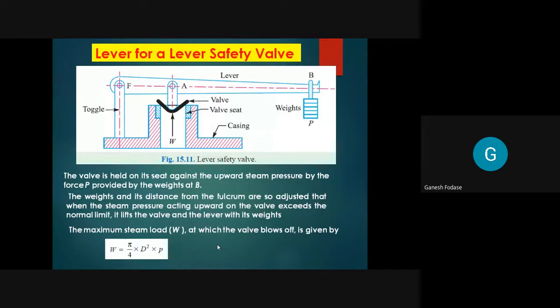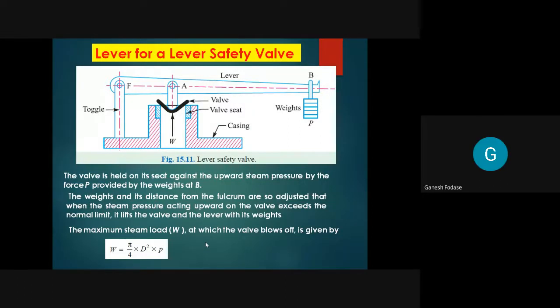So the first one is completed, that is we found out the maximum steam load at which the valve blows up, and it is given by area into pressure. Area is pi by 4 D square, into pressure P. Clear to all? Simple thing we found out. Clear or not? Yes, sir.